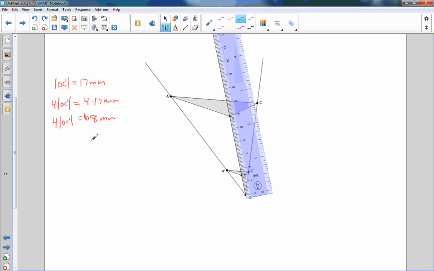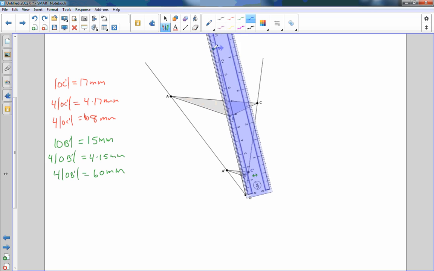Now I'm going to do OB. So OB prime, I'm going to measure. And that is right here. And that comes out to be, it looks like 15 millimeters. And if I measure OB prime and multiply it by 4, then that is going to be 4 times 15 millimeters. And so 4 of the OB primes will equal 60 millimeters. So if I come up here, I'm right at 60 millimeters.